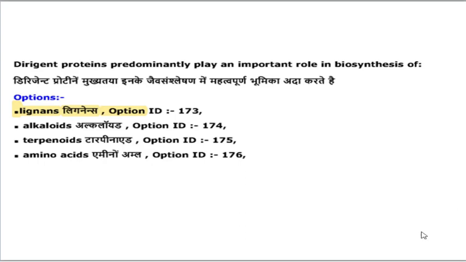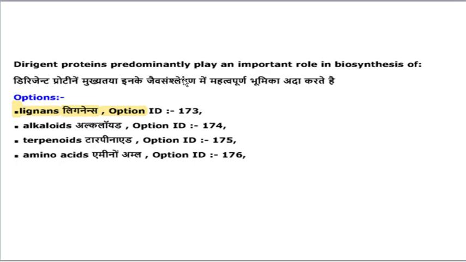So this video is all about the questions that have been asked under unit number 6, plant physiology, for both shift 1 and shift 2. The first question is: dirigent proteins predominantly play an important role in the biosynthesis of what? Actually, this protein plays an important role in secondary metabolism of plants, and these dirigent proteins are mainly involved in the biosynthesis of lignans and flavonolignans.